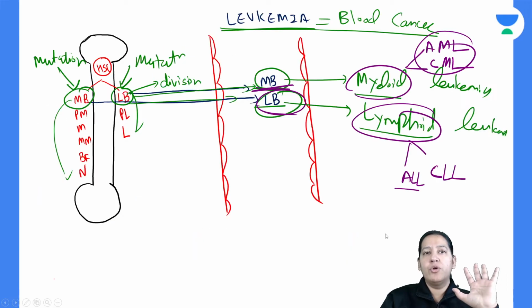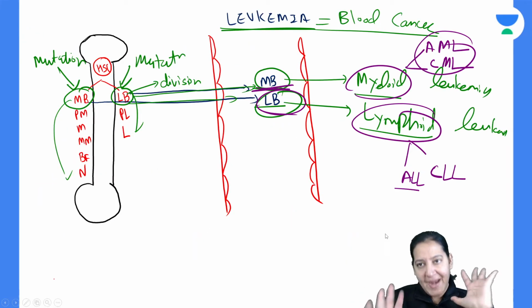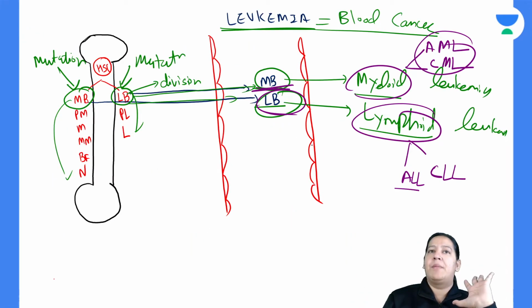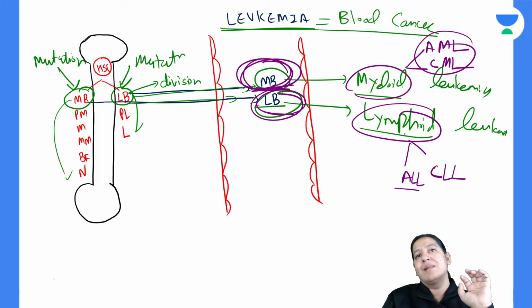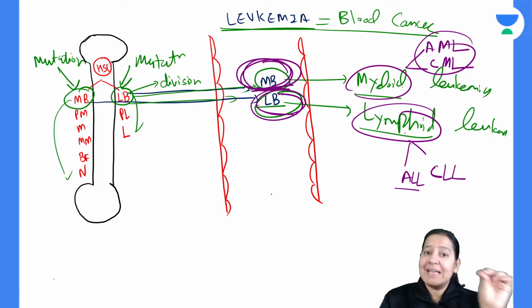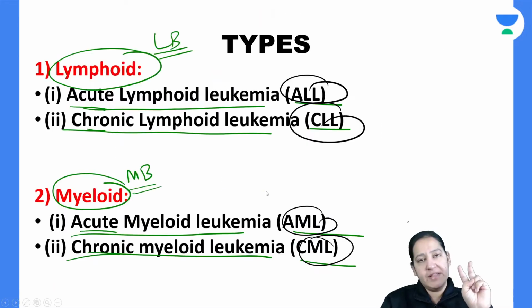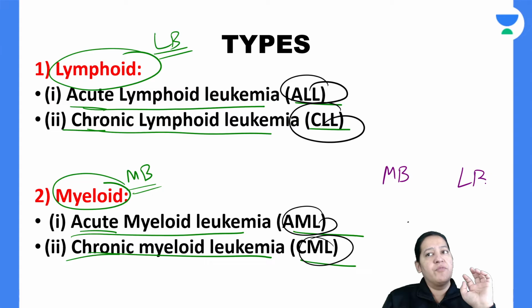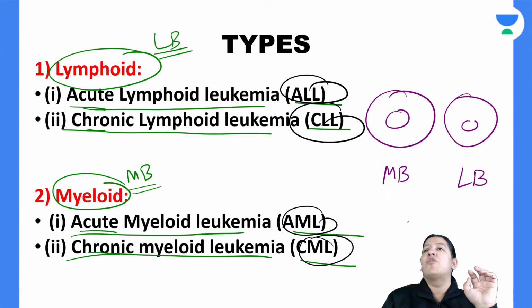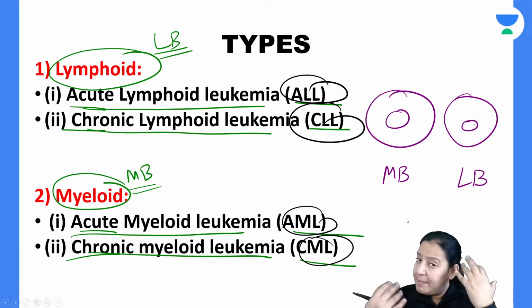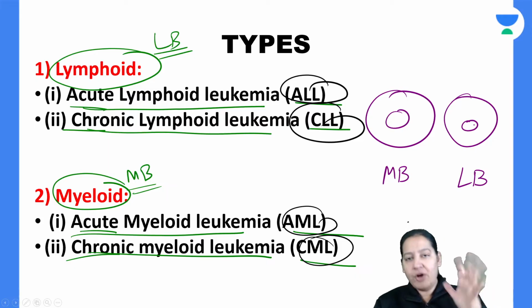Now, as I have told you, the basic difference depends on which blast is coming in the blood. If myeloblast is coming, it is myeloid. If lymphoblast is coming, it is lymphoid. So it is necessary to identify which blast it is, and you should know the difference between the two blasts. I will show you the diagram of myeloblast and also the diagram of lymphoblast. You should be able to identify whether it is a myeloblast or a lymphoblast. Depending on that, you will be able to identify which leukemia it is. Have you got it? I will come to that.